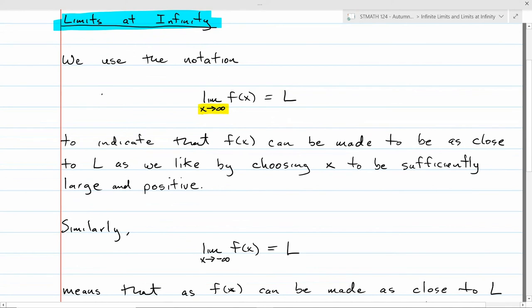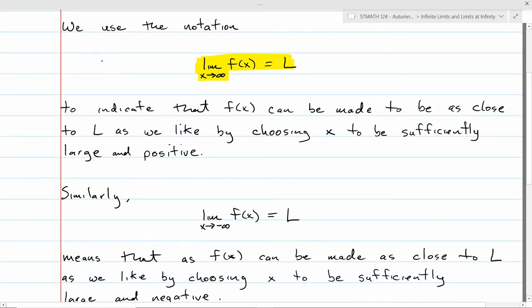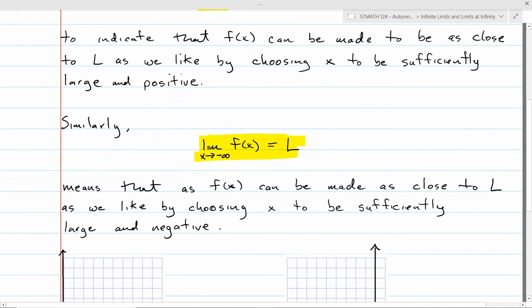Let's talk about what this notation means. When we use this notation right here, the limit of f of x as x goes to infinity equals L, what we're saying is that those function values, f of x, can be made as close to L as we like if we just choose our x's to be large enough. Large and positive, because x is going to positive infinity there. And similarly, we can have x going to negative infinity, and we can wonder, as x is getting large and negative, are the function values getting close to some fixed value L?